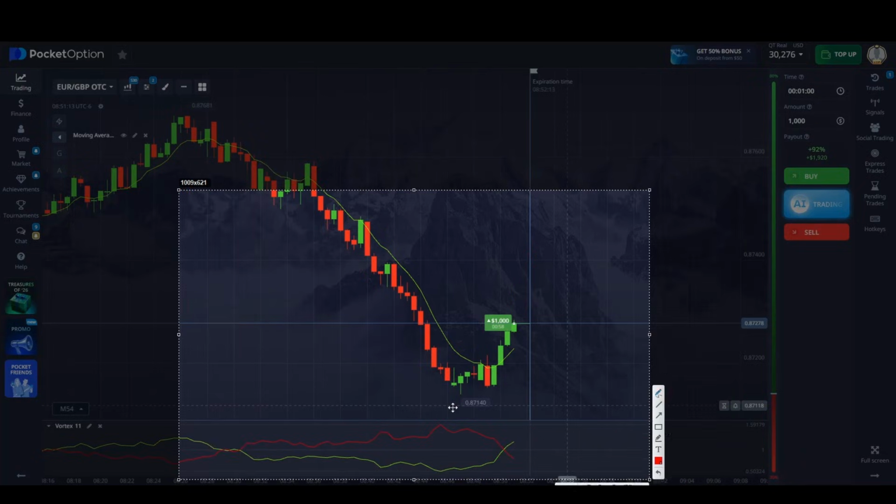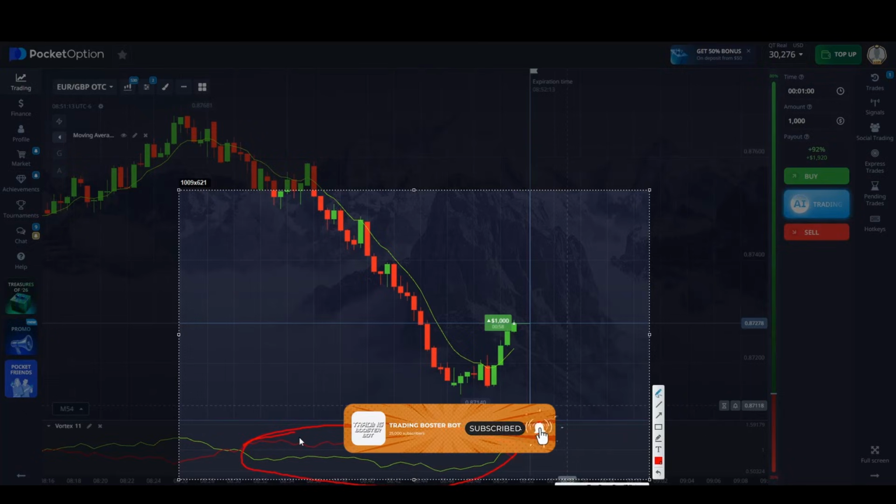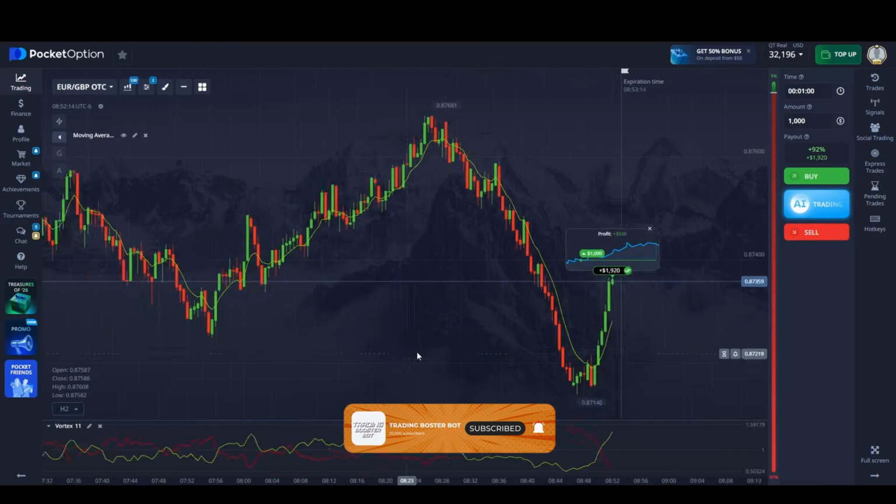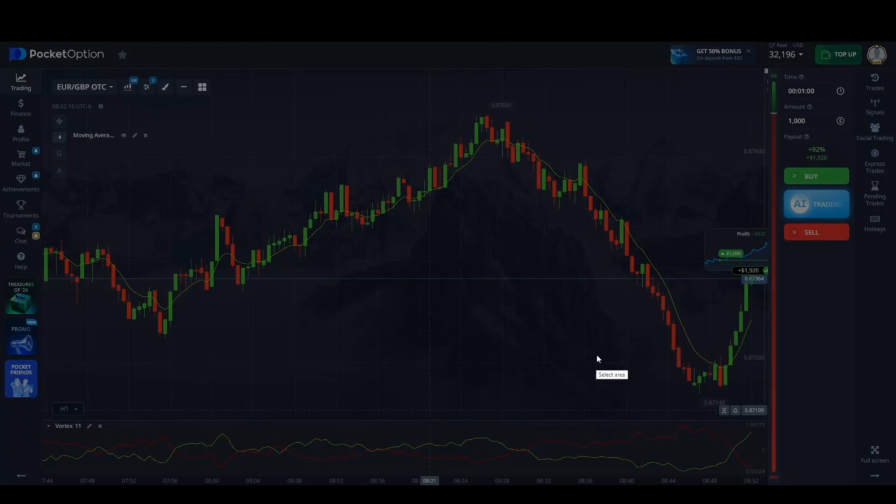valid. Are you watching? The vortex indicator is actually showing us what's happening in the market. When the vortex lines are this far apart, it shows that there's a strong market movement right now, and the price will move actively. Everything closed in profit, but this works the other way around too.